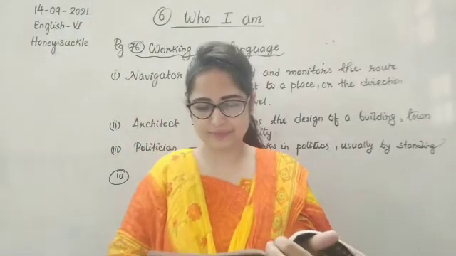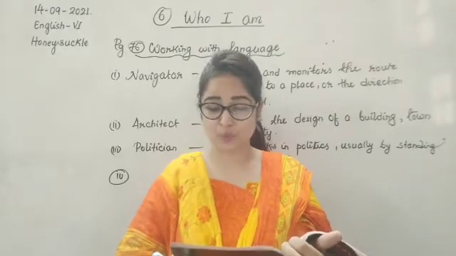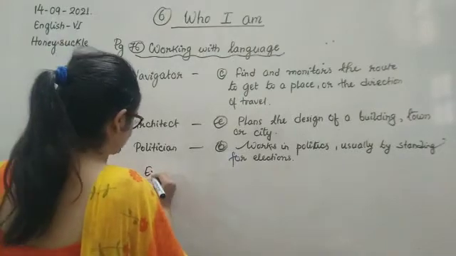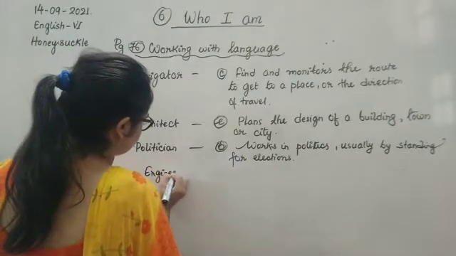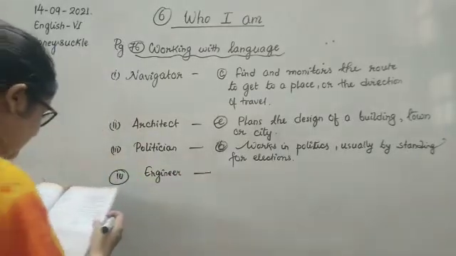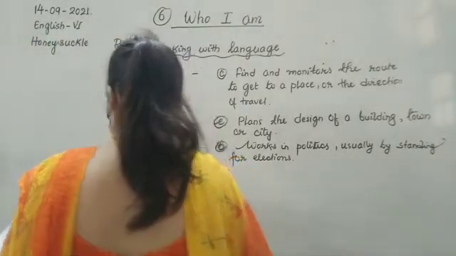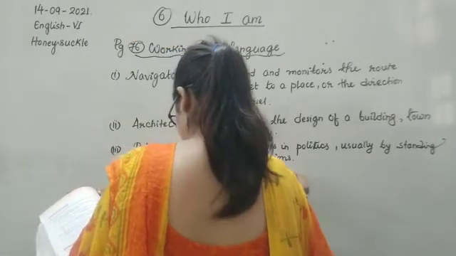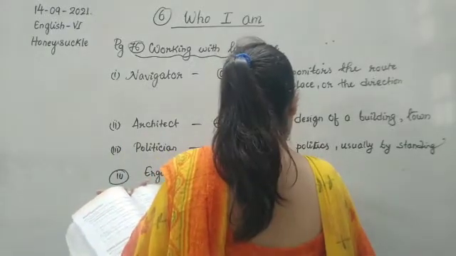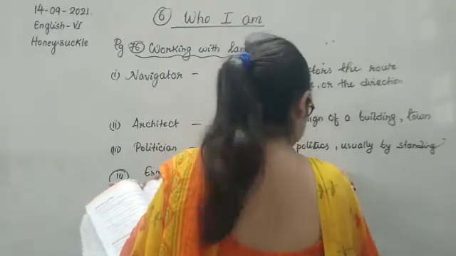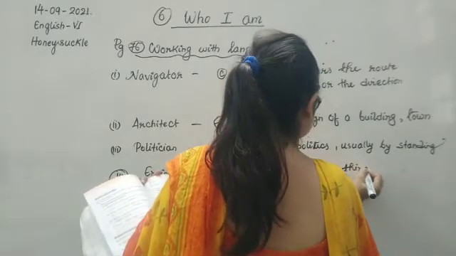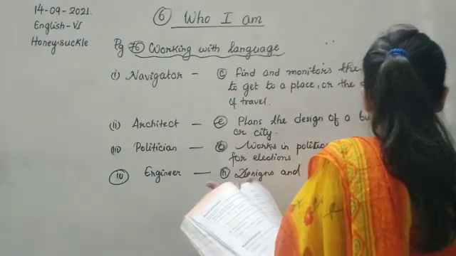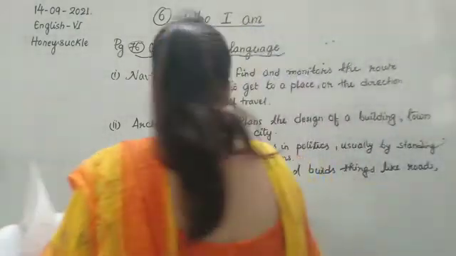Engineer. Engineer is the person who designs and builds things like roads, bridges or engines. So, engineer. The right answer is H. Designs and builds things like roads, bridges or engines.